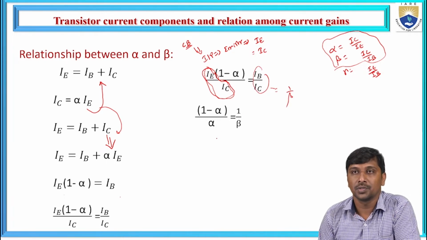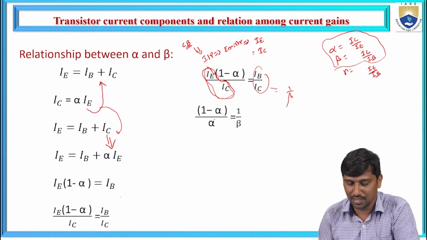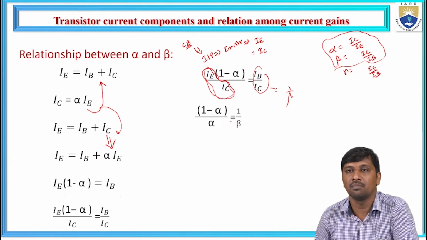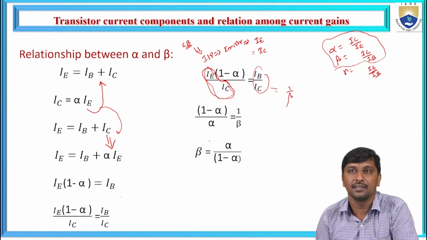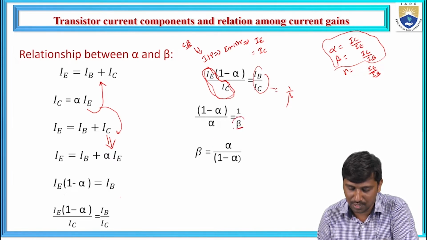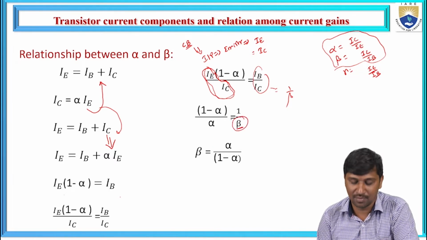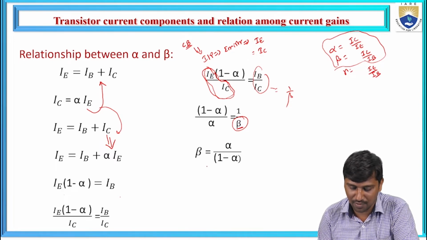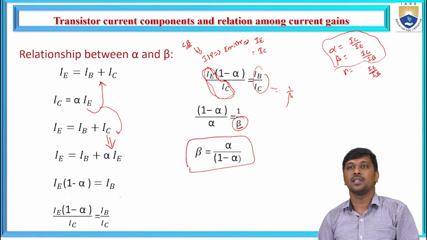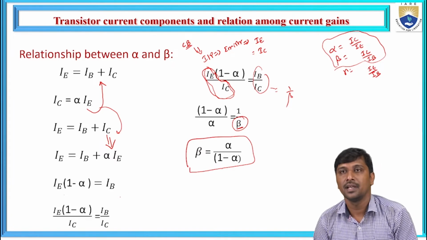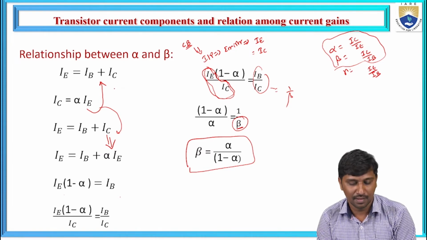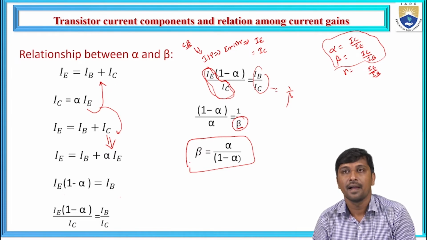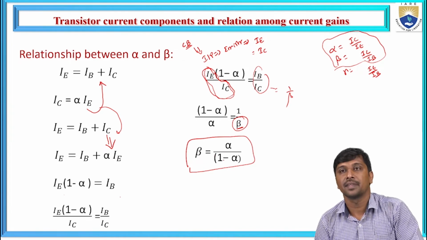Now, we can write here (1 minus alpha) by alpha is equal to 1 by beta. Now I require beta in terms of alpha, so I'm going to derive this relation from this one. Beta is equal to alpha by 1 minus alpha. By using the transistor current expression, we convert the beta value so we can represent it in terms of alpha.